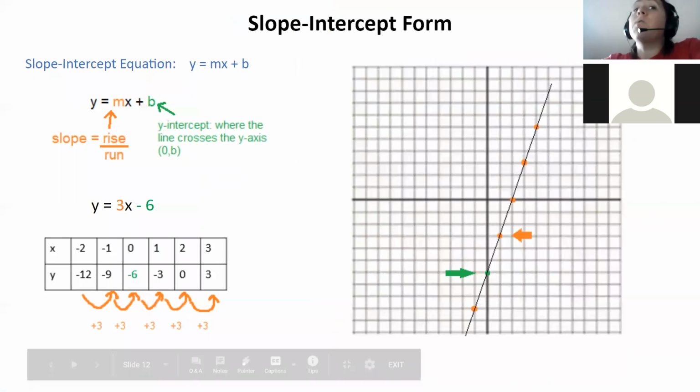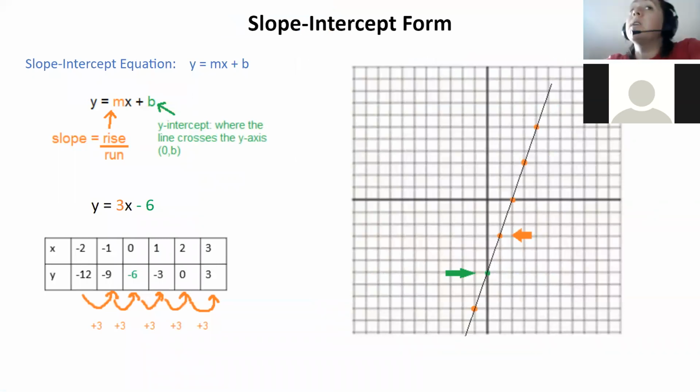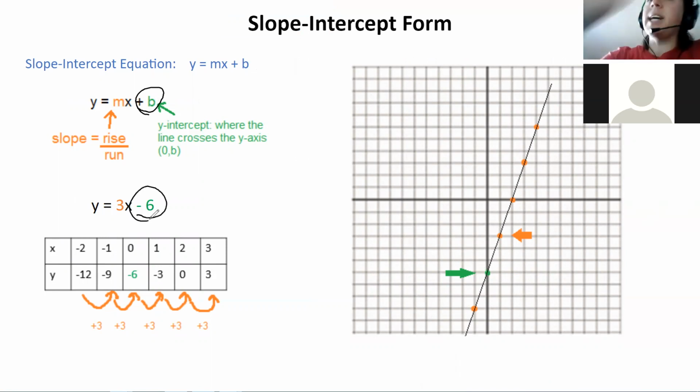This is also in slope-intercept form. Okay, you guys remember? y equals mx plus b. That's like the formula for slope-intercept. That plus b is your intercept. It's where the graph crosses the y-axis. And ours was -6. So that means our graph crosses the y-axis at -6.